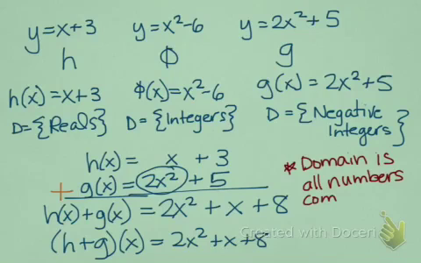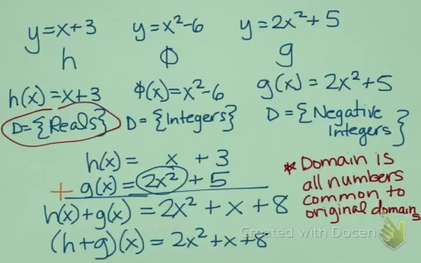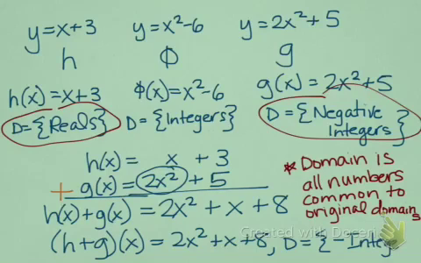Now, we are going to look at the domain. It says the domain is all numbers that are common to the original domains. So that's the tricky part. So what we need to do is look at our original domains. The domain for h of x is the real numbers. So that's every number possible. The domain of g of x is negative integers. So the only thing that negative integers have in common with real numbers are the negative integers. So our new domain is going to be negative integers.